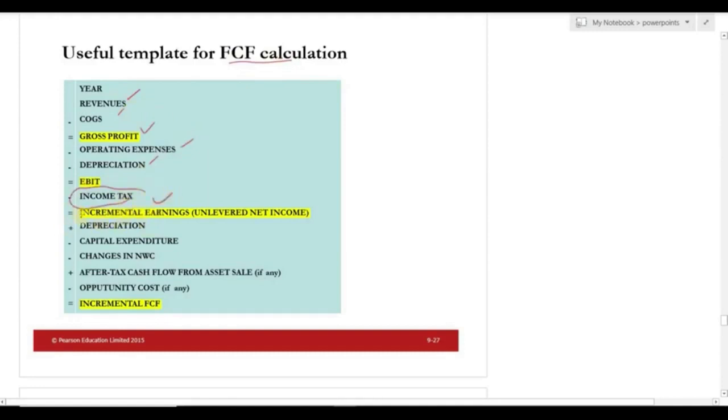So incremental earnings, after that we adjust it, we convert it into incremental cash flows. First of all, we add depreciation, subtract the capital expenditures, change in net working capital, and the after tax cash flow from the sale of the asset we just saw. If ATSV is positive, then it is positive. If it is a capital loss, it will be negative. Okay, negative opportunity cost.